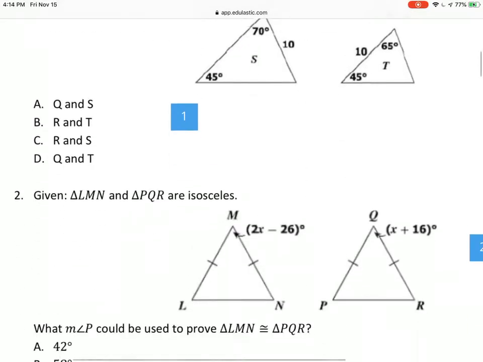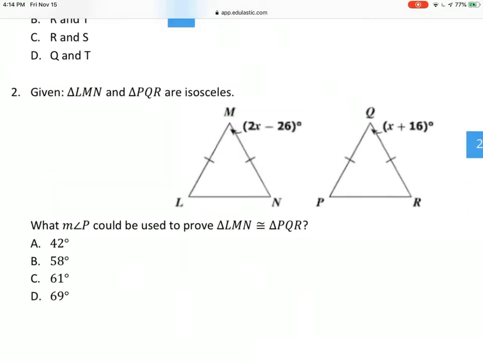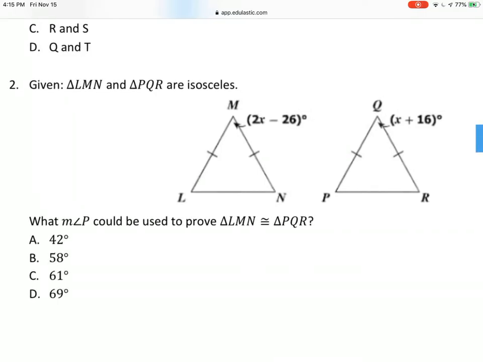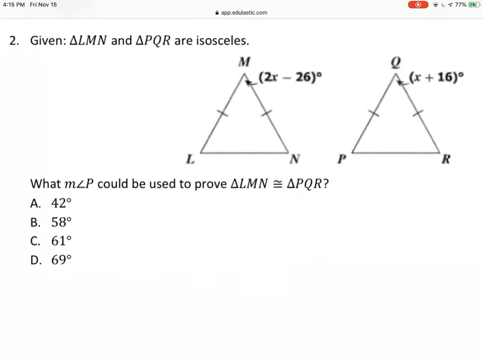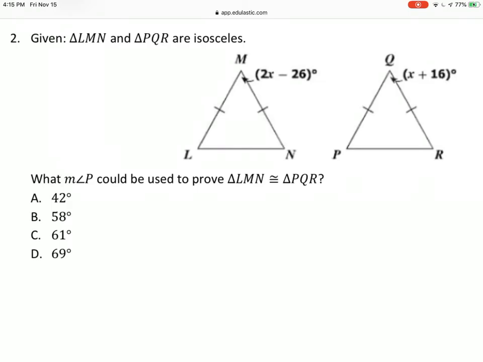Okay, next question. Number 2. We had actually done this on Edulastic before, but it's been like a month, so I think it was a good idea just to do it again.